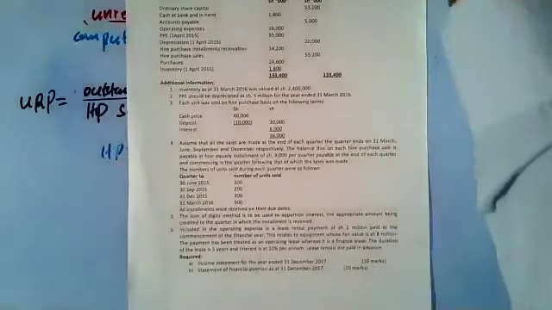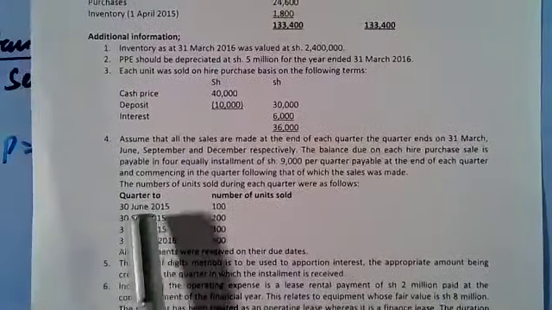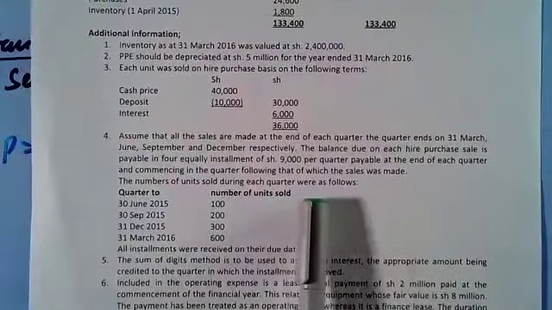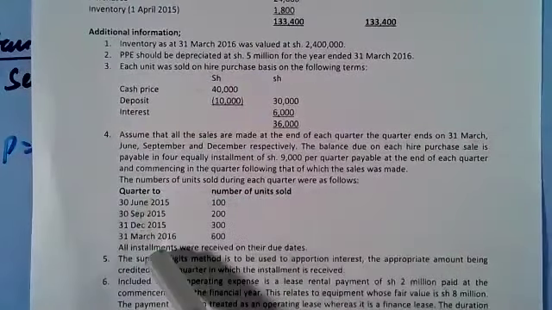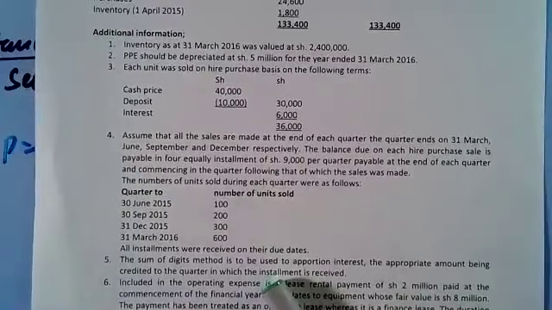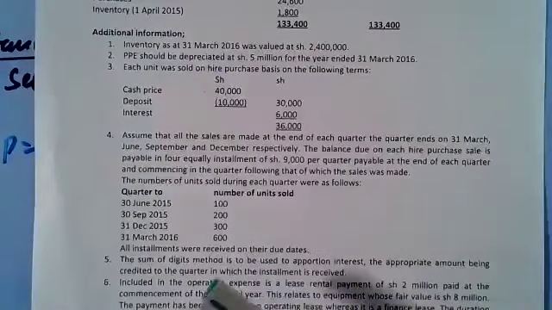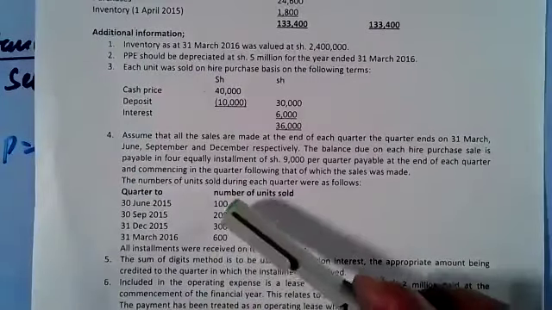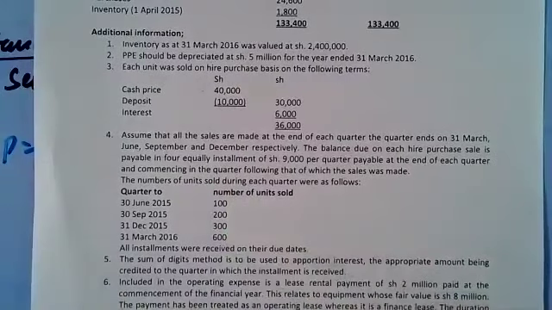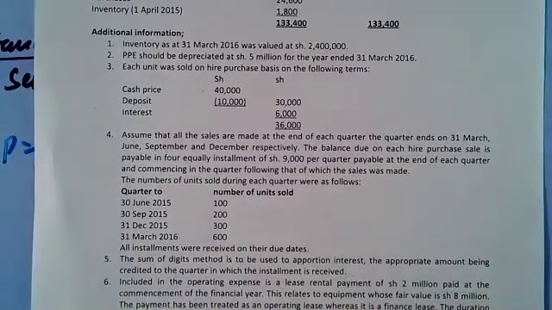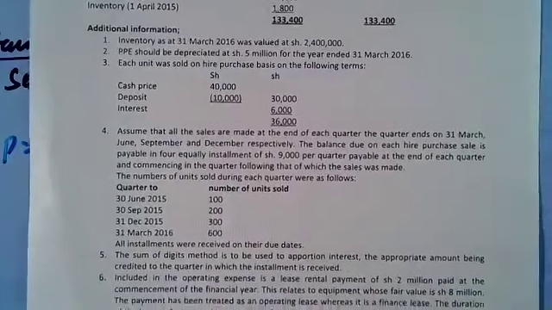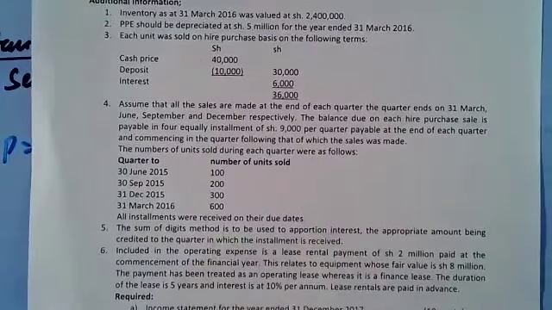Good. We go back there. Then you are told that the number of units sold during each quarter was as follows. So you have the quarters and the number of units. That means during the year, you add the number of units here, those 3, 6. So during the year we sold 1,200 units. All installments were received on due dates.